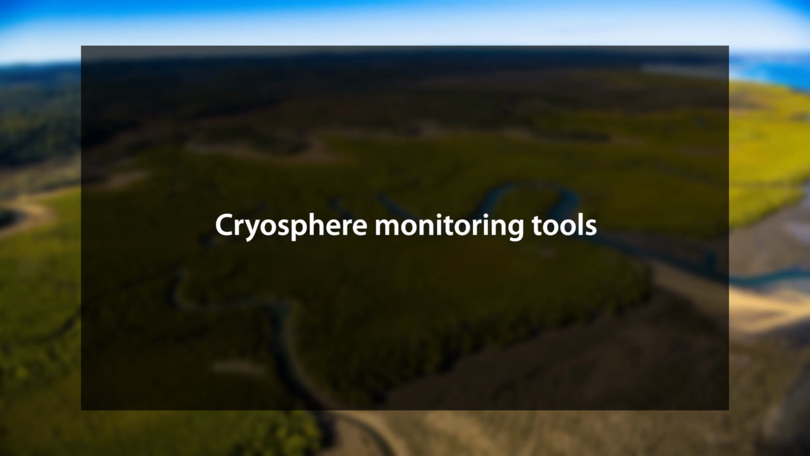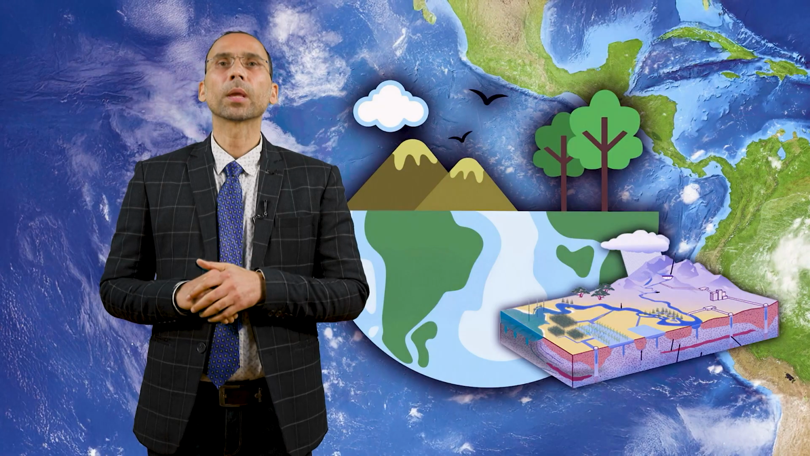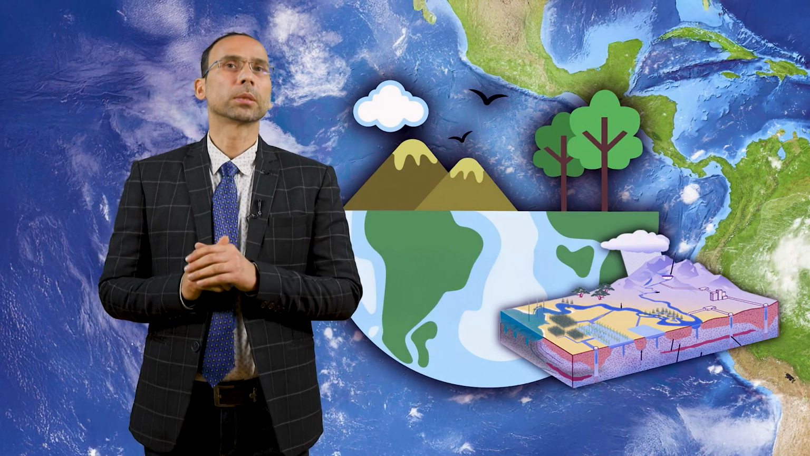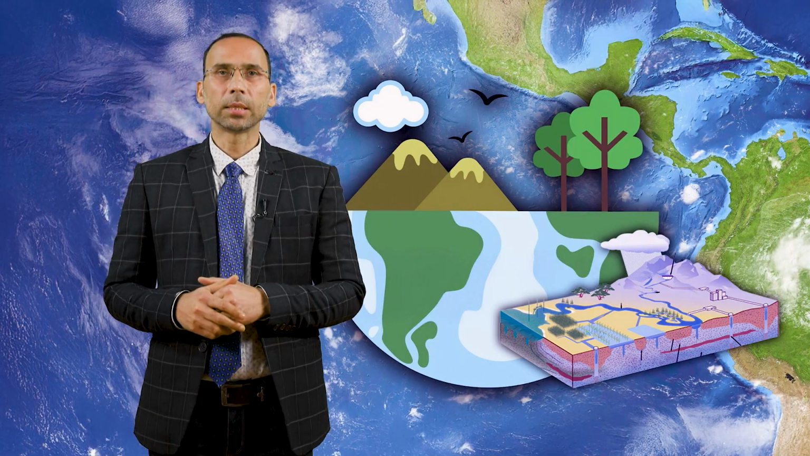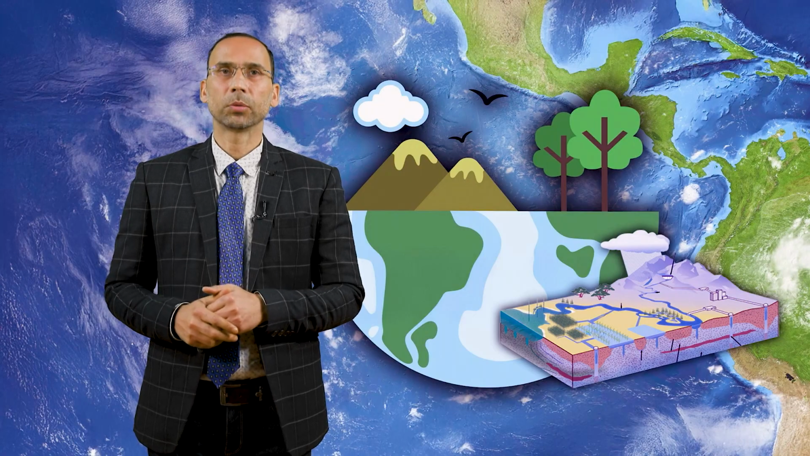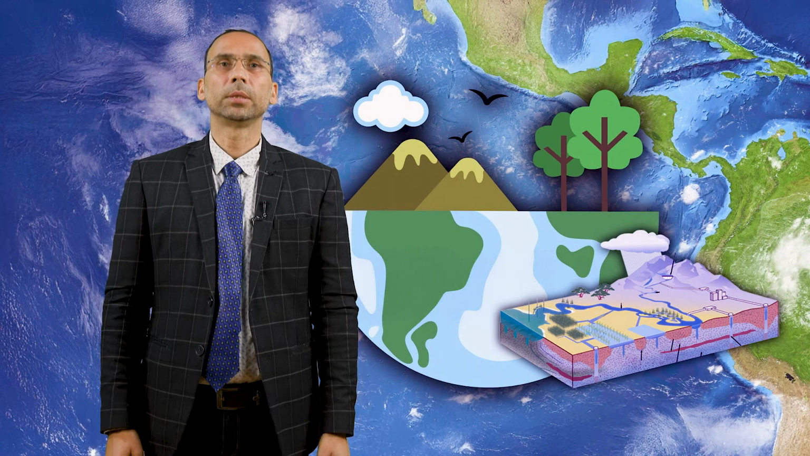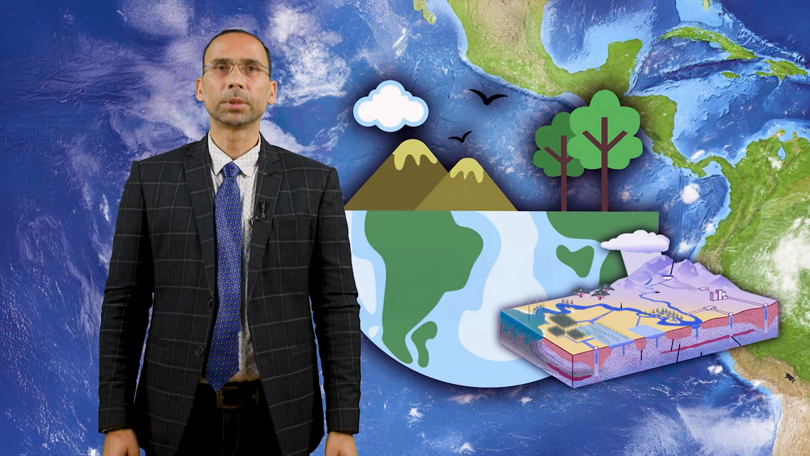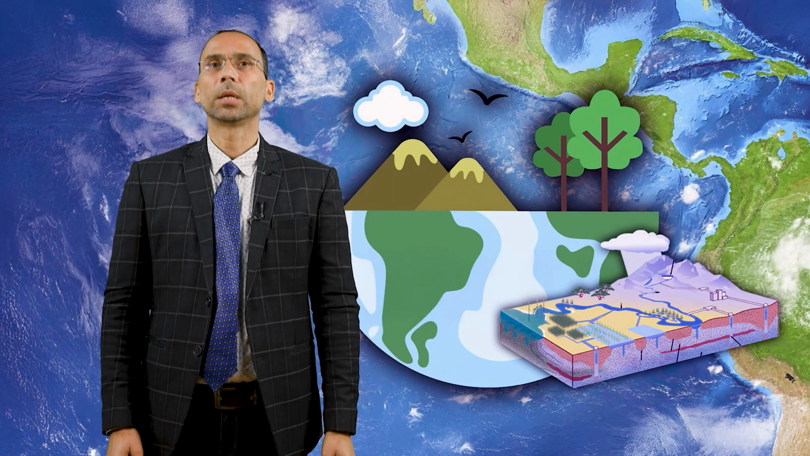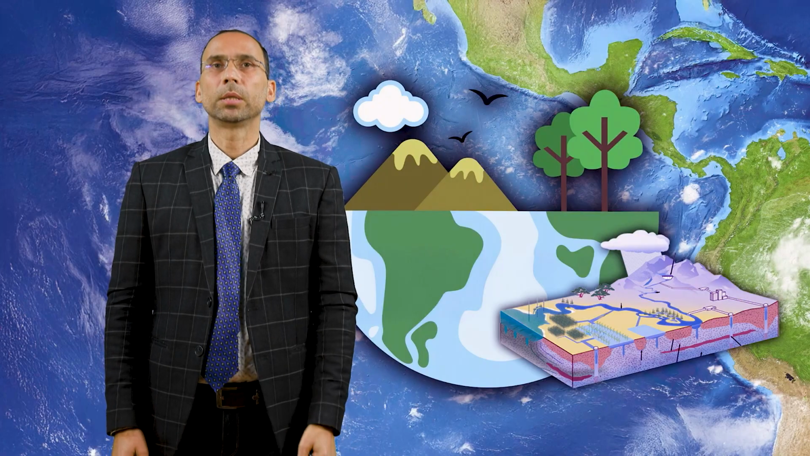Now, let us discuss the cryosphere monitoring tools. Cryosphere is the part of the earth that is covered under ice, glaciers and permafrost. The Himalayan cryosphere is also called as the third pole. The hydrology in these unique systems is very complex. For understanding this, a combination of field observations, remote sensing, geophysics and modeling is used.